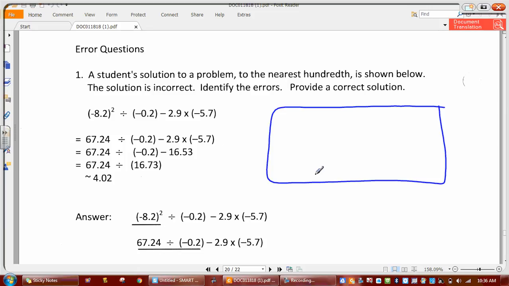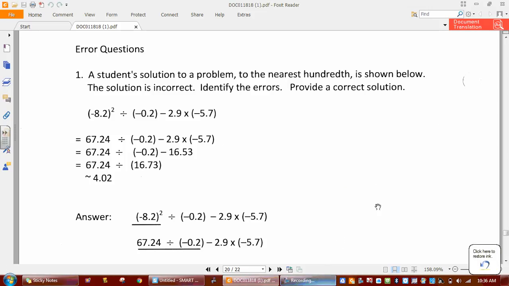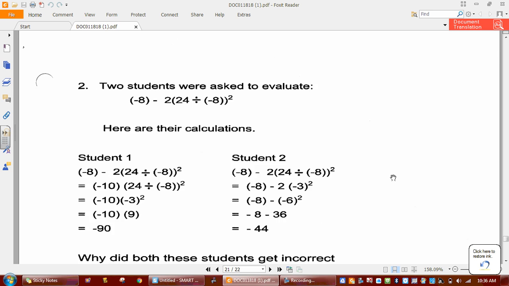Okay. So, okay, there's more practice questions, and that's a wrap. So, this concludes our review for Unit 2 Rational Numbers.